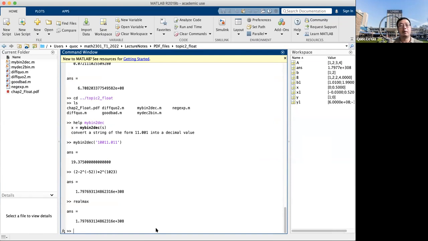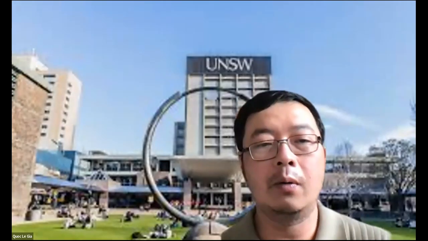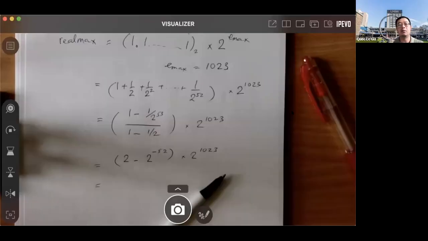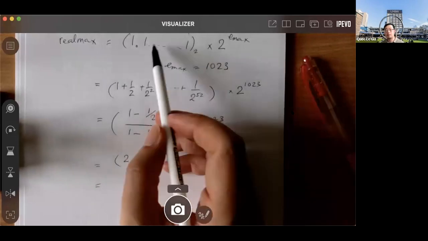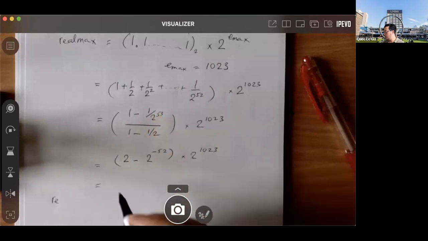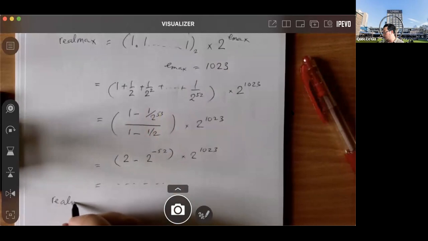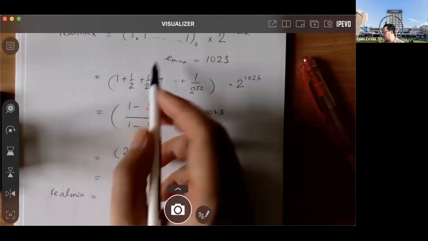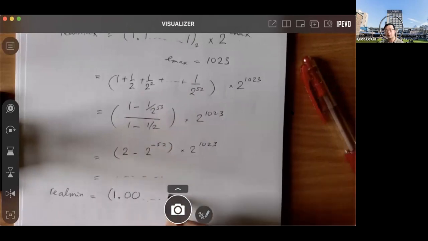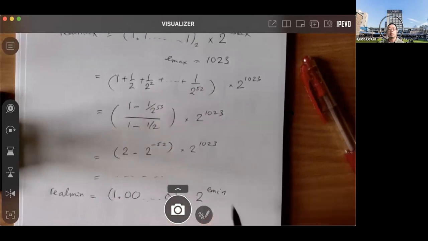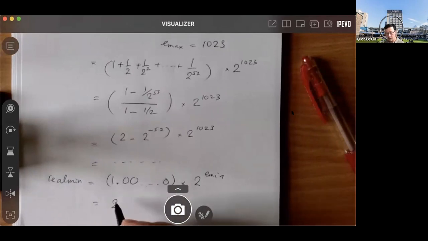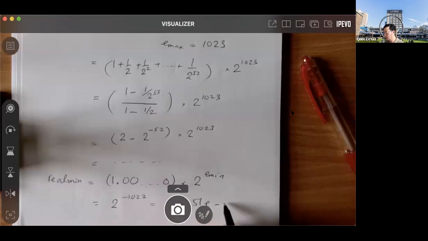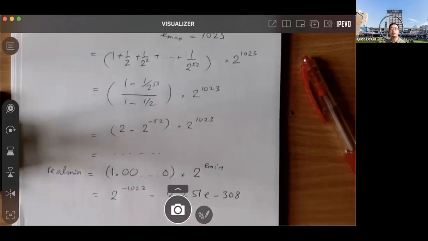And then similarly for real min, you just go back to the expansion and you turn off all the digits. So this one is some number here, I don't want to copy that. So real min is you turn off all the digits to be 0. So 1 and 0, 0, all the digits here, and then you multiply by 2 to the E min. In this case E min is just minus 1022, and you put it in MATLAB, you will see that it is about 2.251 e to the power minus 308.